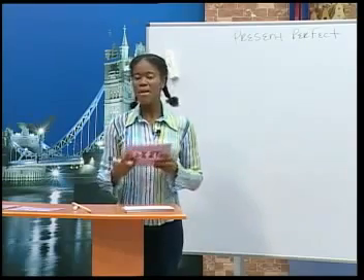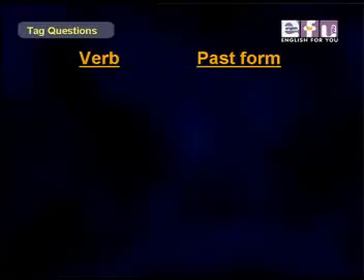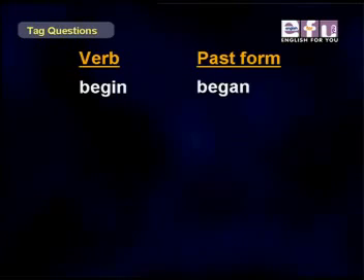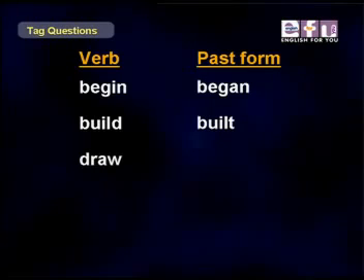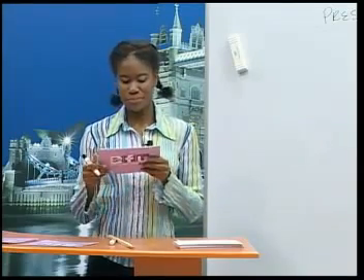Now remember though, many verbs have irregular past forms. Take a look. Begin, began. Build, built. Draw, drew. Sing, sang. Stand, stood. All right, here are some examples.